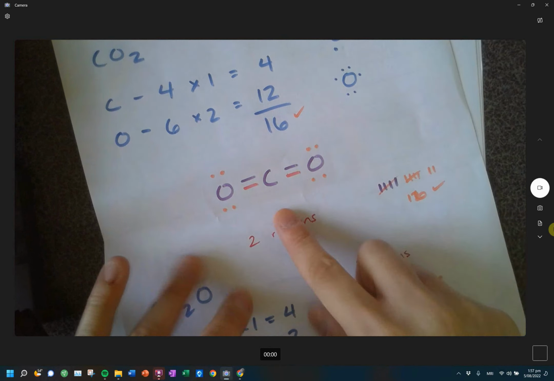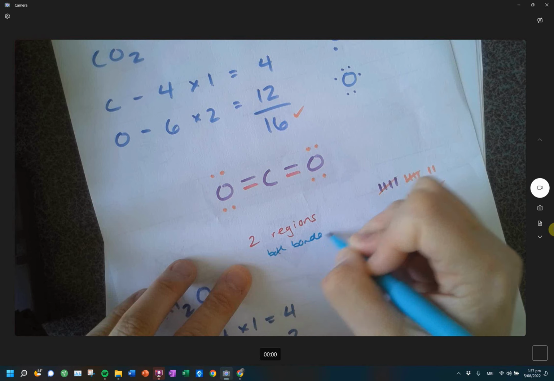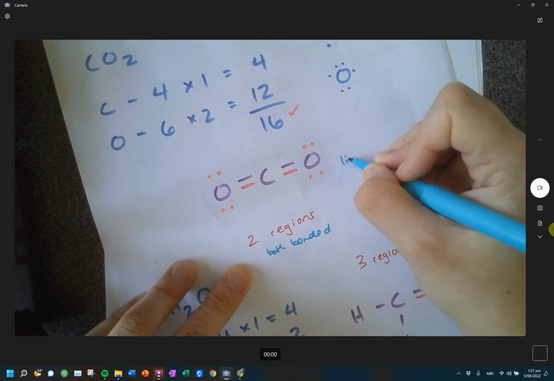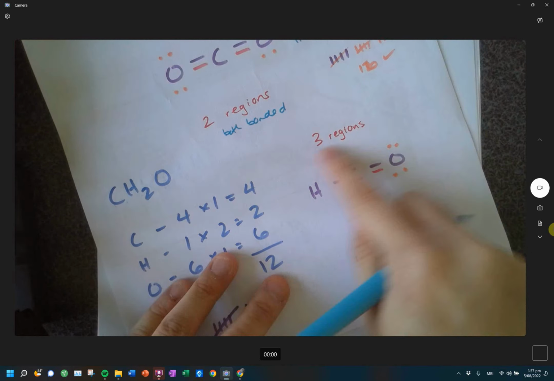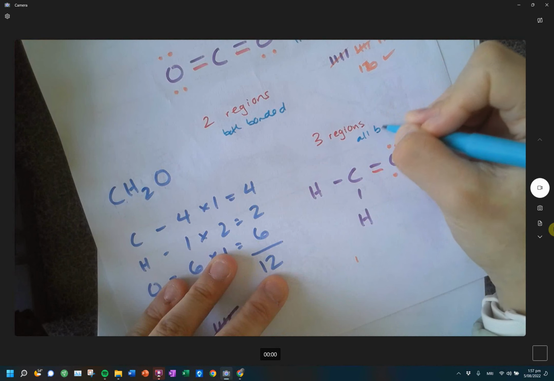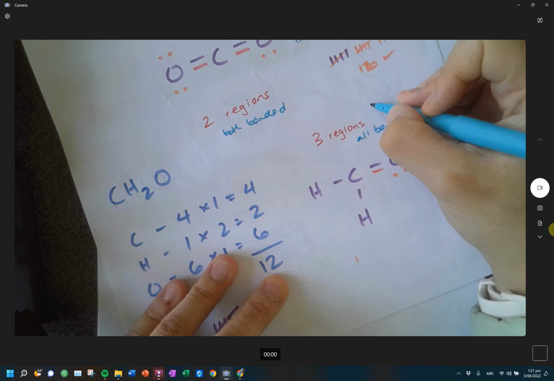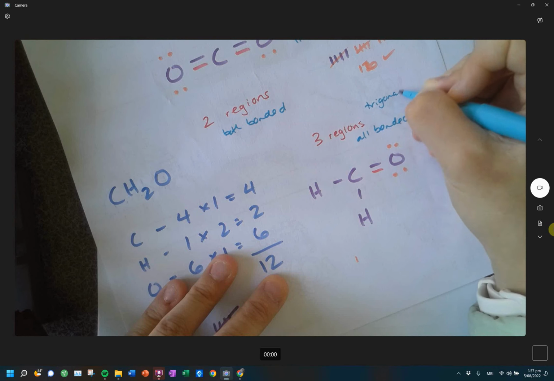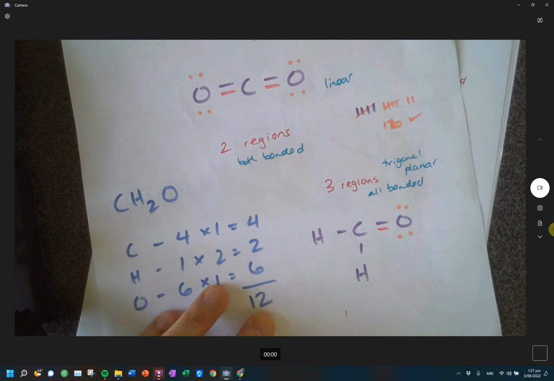All right, this one here you guys did last year, 2 regions, both bonded. So that is linear. This one here, 3 regions, all bonded. So that one is your trigonal planar. That's all you gotta do.